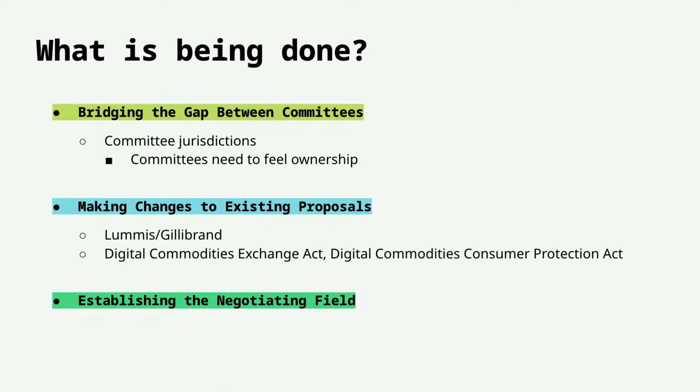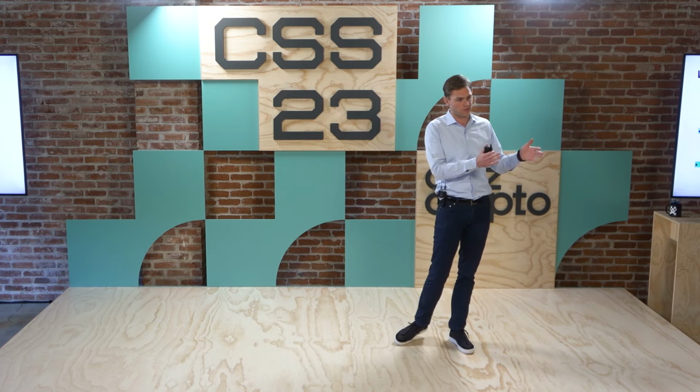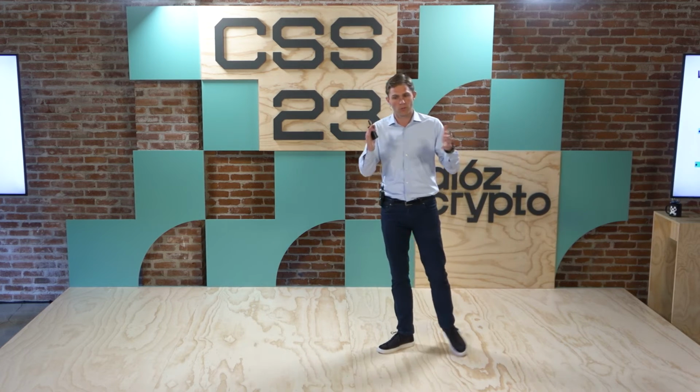So what's being done? What are we doing on a regular basis from a lobbying and engagement perspective? The first piece here is we're trying to bridge the gap between committees, and I think we've been fairly successful, particularly in the House. What do I mean by bridging the gap between committees? Ultimately, committees have very specific set jurisdictions. In this case, you've got the Financial Services Committee, which has historically had jurisdiction over things like the Securities and Exchange Commission and all specific financial products.